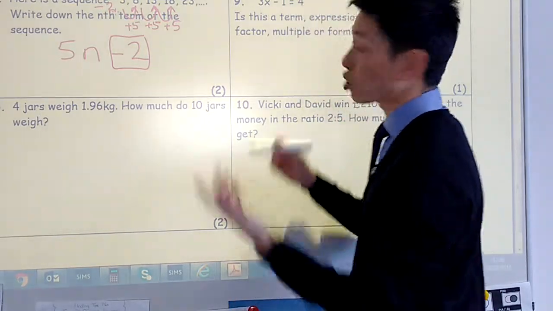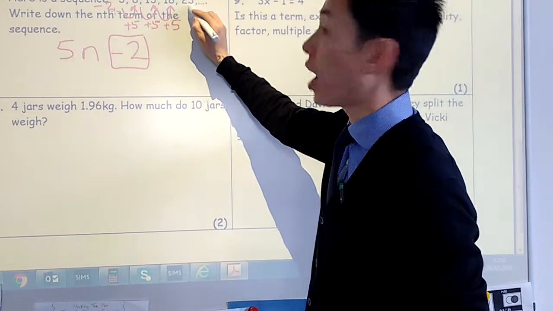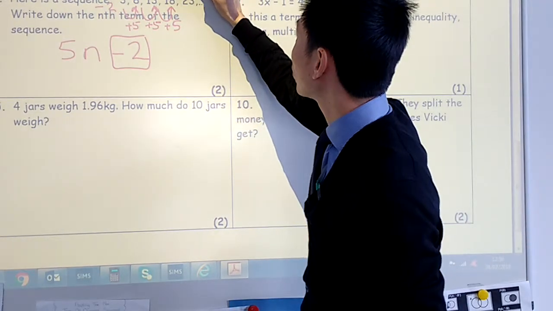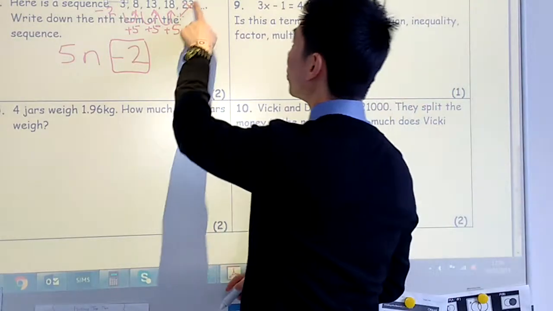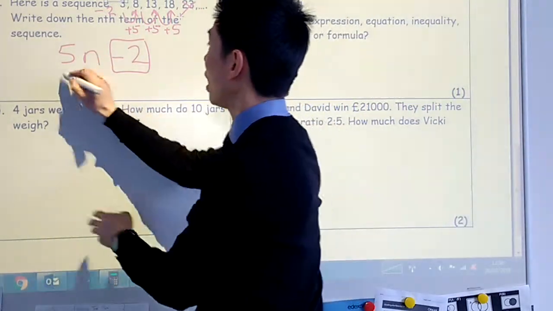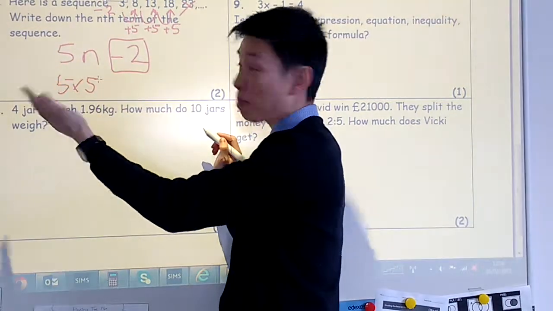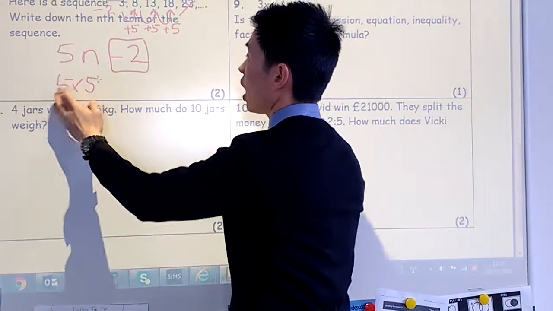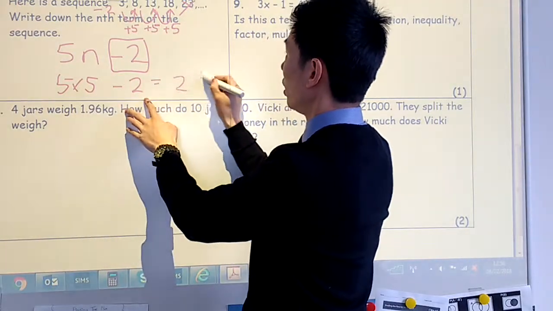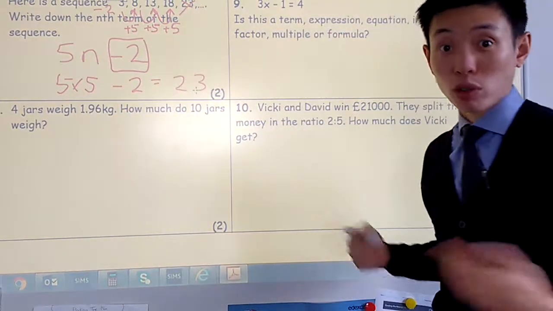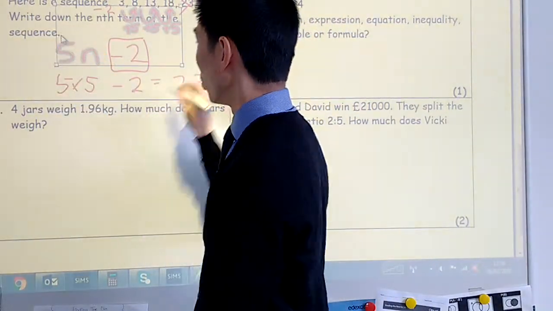So let's try another one. Term 1, term 2, term 3, term 4, term 5. Let's say I want to find this term 5 and I don't know what that number is. I could do n is 5. 5 times 5. Because letters and numbers touching, remember, means multiply, 5 times 5 is 25, take away 2, 23. There you are. So that's a good way to check if you got your nth term correct.